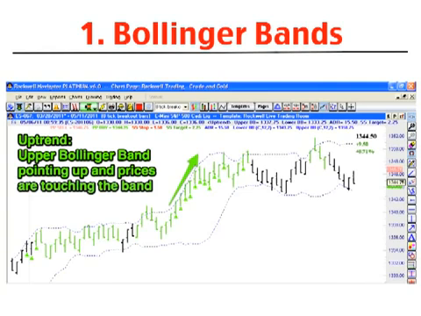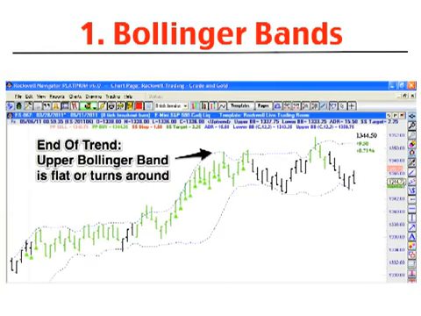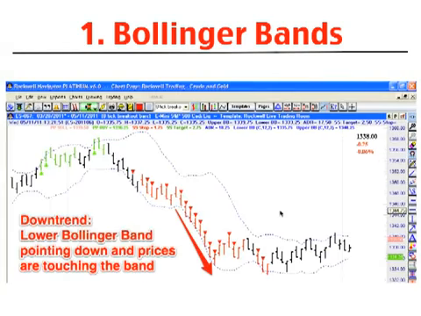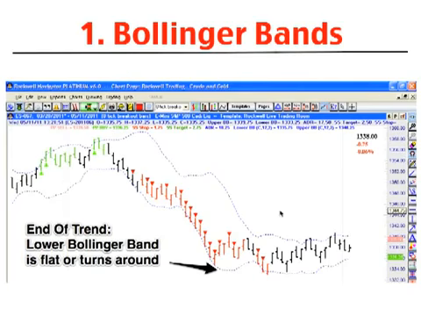So when is this uptrend over? Well, as soon as the upper Bollinger Band starts to flatten, like here. The same is true for a downtrend. In a downtrend, you will see that the lower Bollinger Band is pointing down in a 45-degree angle or more, and prices are constantly touching the lower Bollinger Band. And the downtrend is over once the lower Bollinger Band is flattening and prices are no longer touching it, like here. It's pretty simple, isn't it?